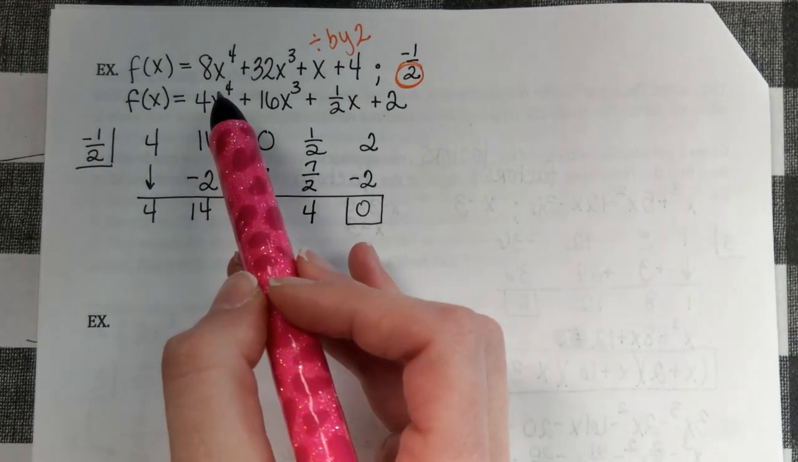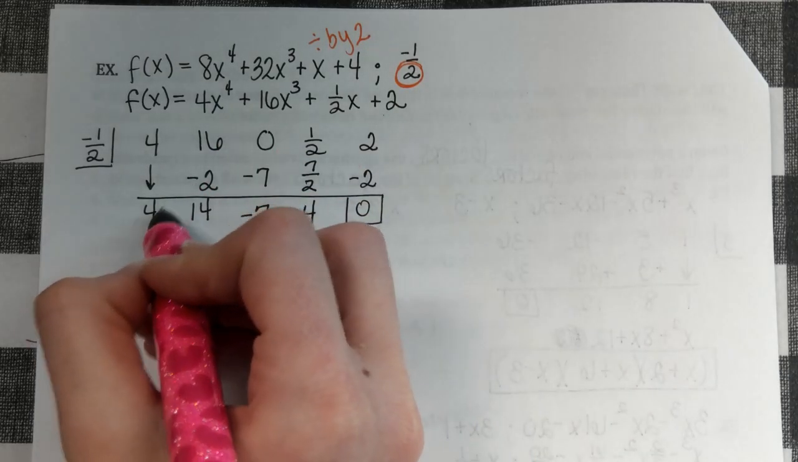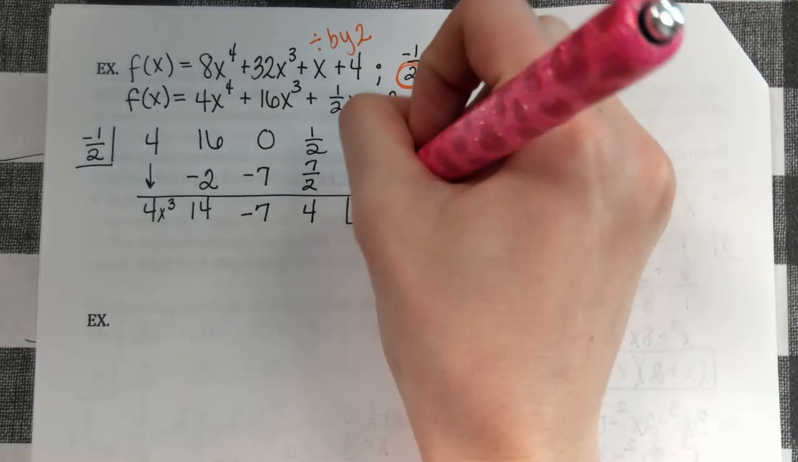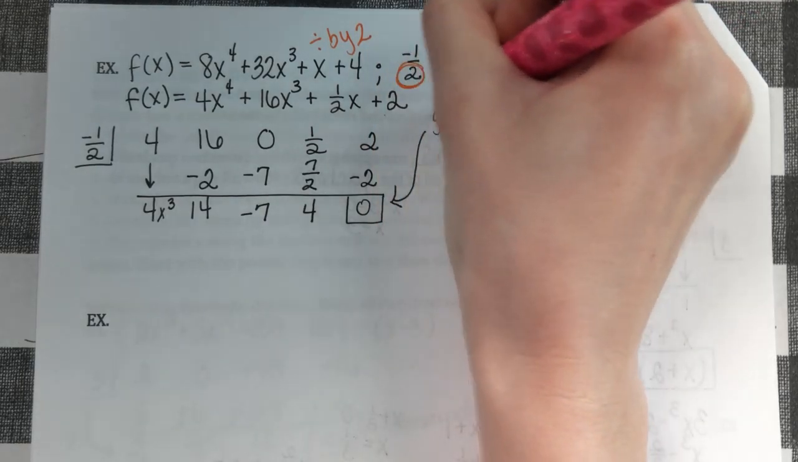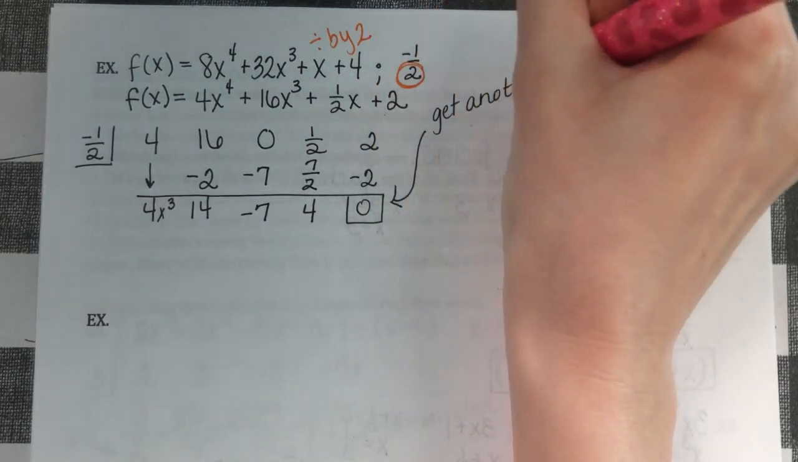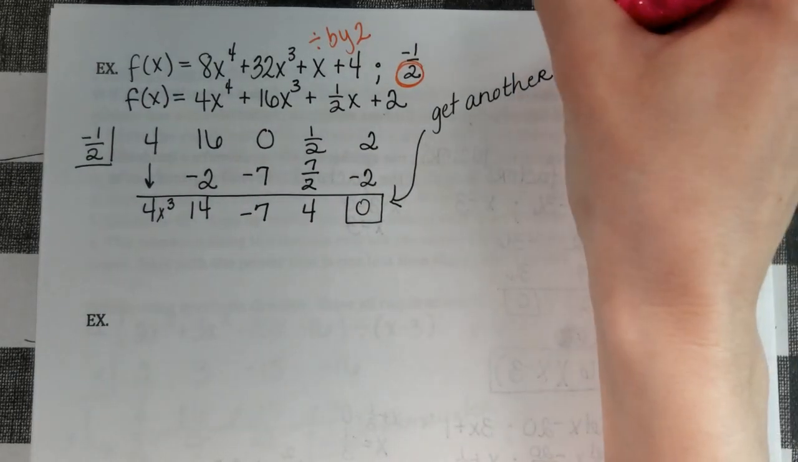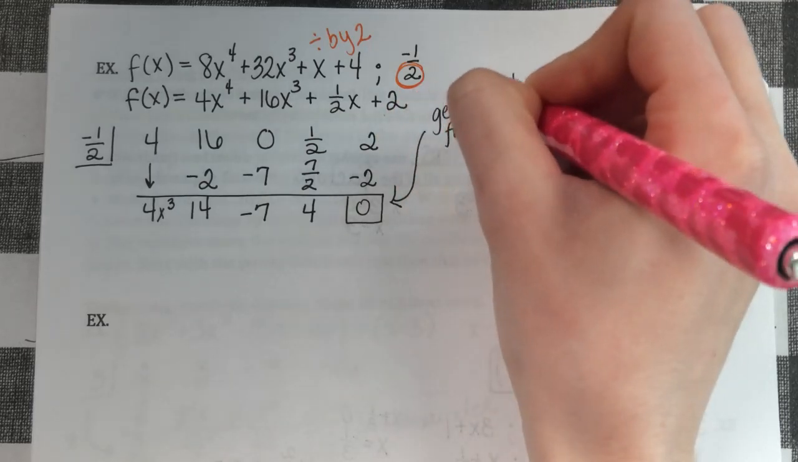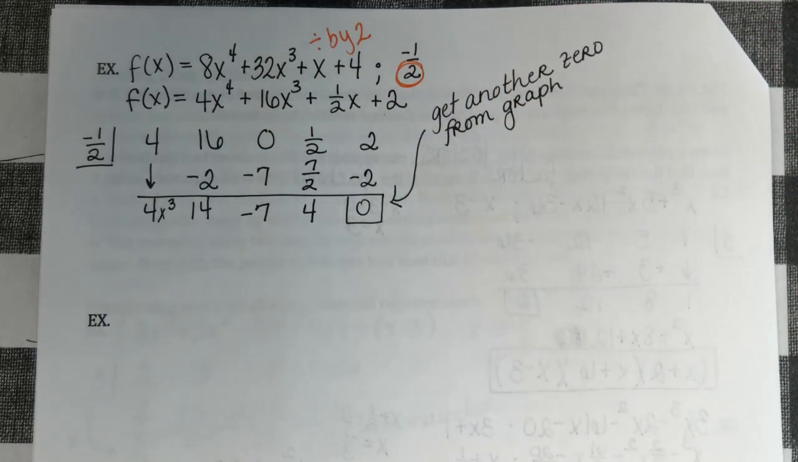Now, I started with x to the 4th, so what does this give me? X cubed. My instructions say get it down to a quadratic. X cubed is not a quadratic. So what we're going to have to do is get another 0 from the graph of that function. So you're going to get another 0 from the graphing calculator. I'm just going to put from the graph. So if you start with a degree that's higher than 3, I'm only giving you 1 0. So that means I have to find another one to get it down to x squared.